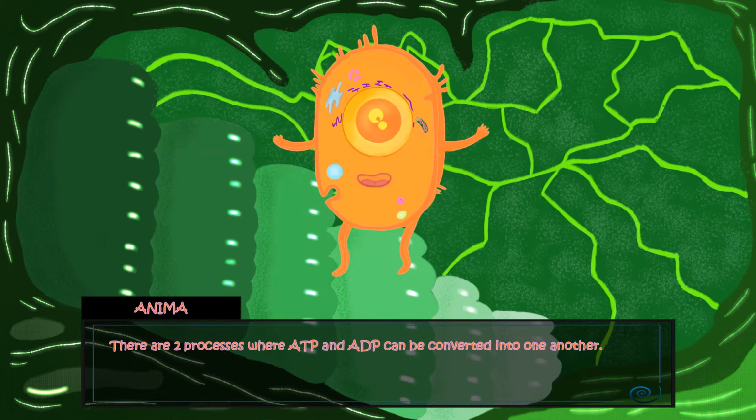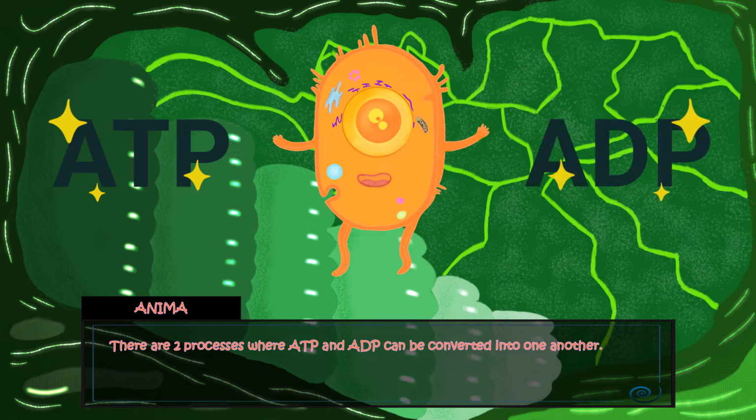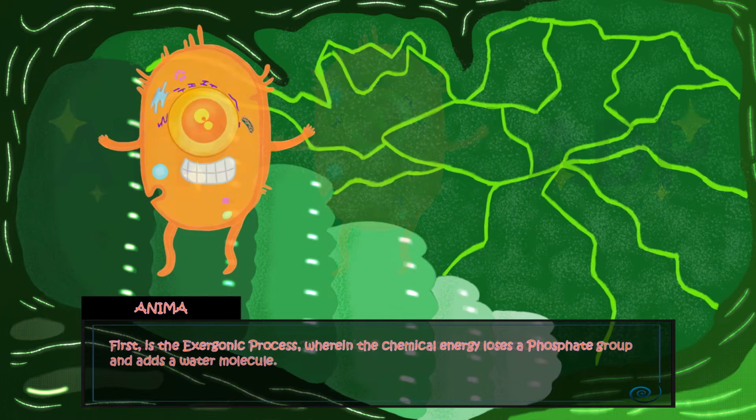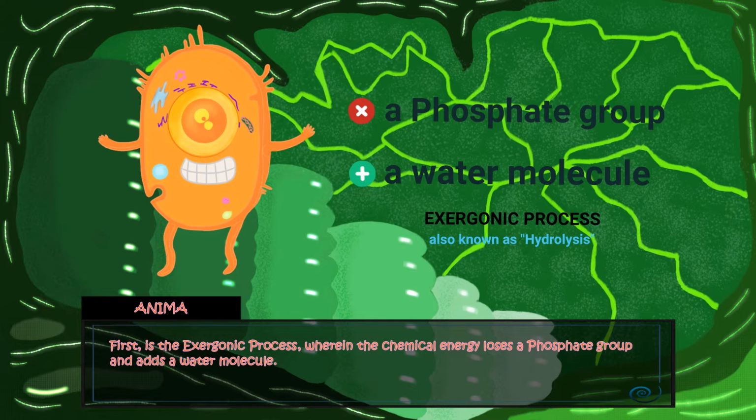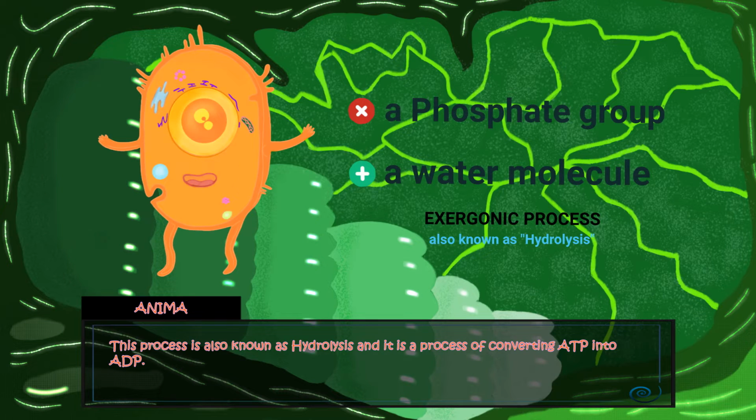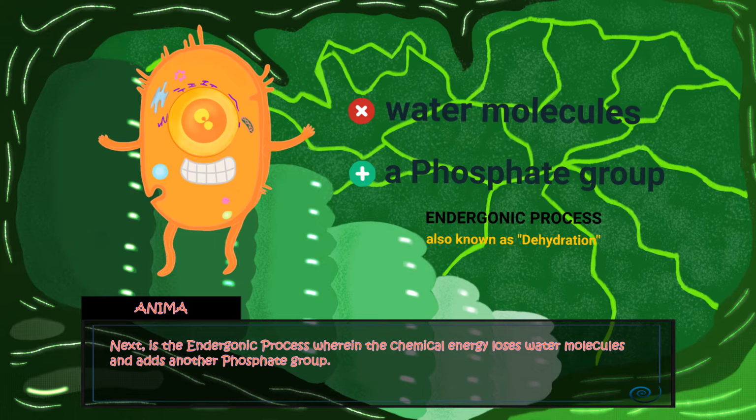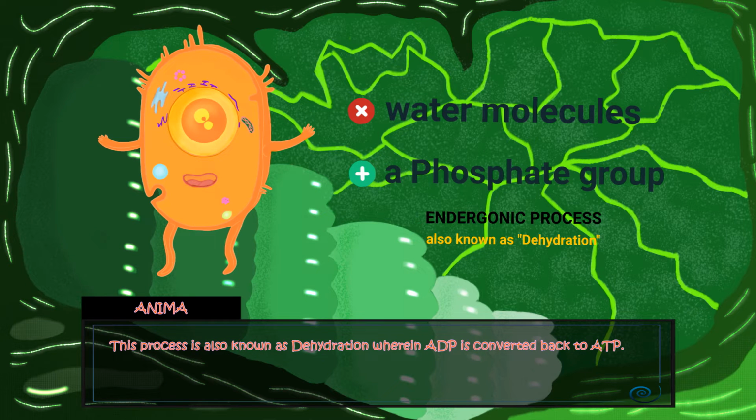There are two processes where ATP and ADP can be converted into one another. First is the exergonic process wherein the chemical energy loses a phosphate group and adds a water molecule. This process is also known as hydrolysis, and it is a process of converting ATP into ADP. Next is the endergonic process wherein the chemical energy loses water molecules and adds another phosphate group. This process is also known as dehydration, wherein ADP is converted back to ATP.